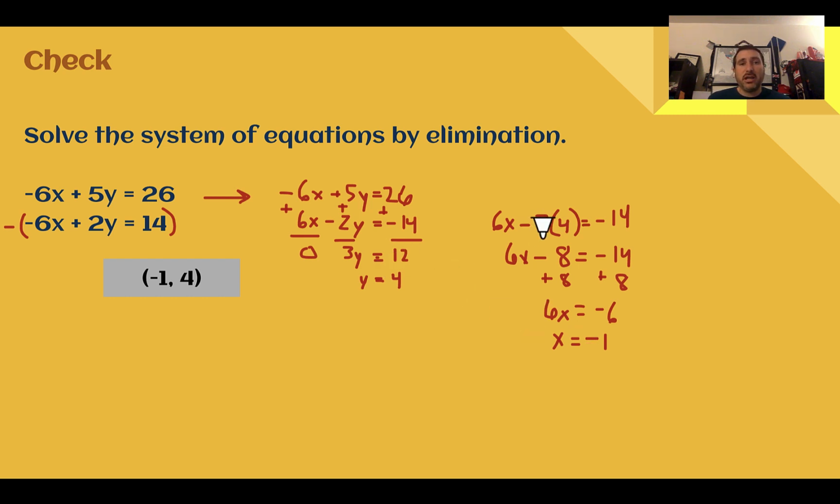We should double check to make sure that both of these work in a different equation. Maybe this top one here, since we haven't used it yet. Just to double check. So if x was negative 1, this comes out to be 6. If y is 4, this comes out to be 20. 6 plus 20 is 26. So we must have done it correctly. Negative 1 for x, 4 for y.